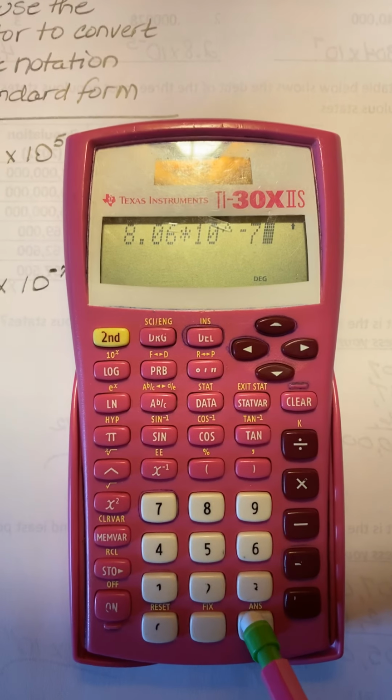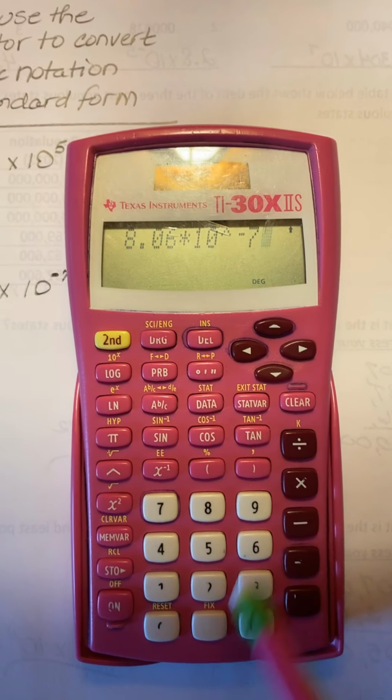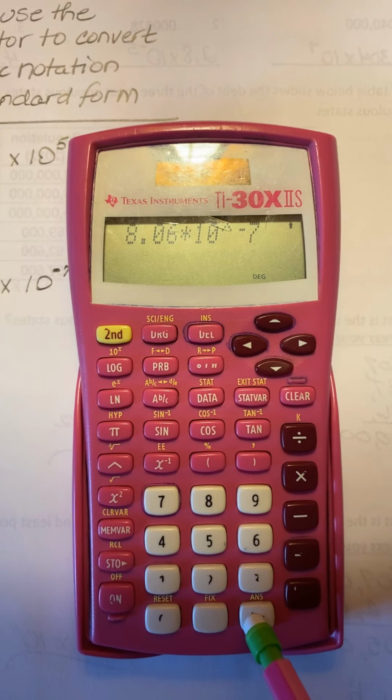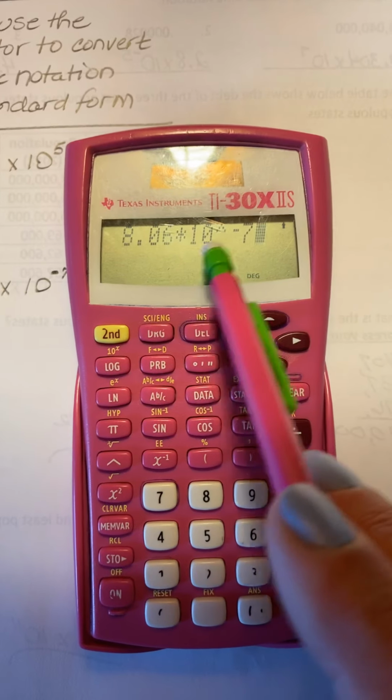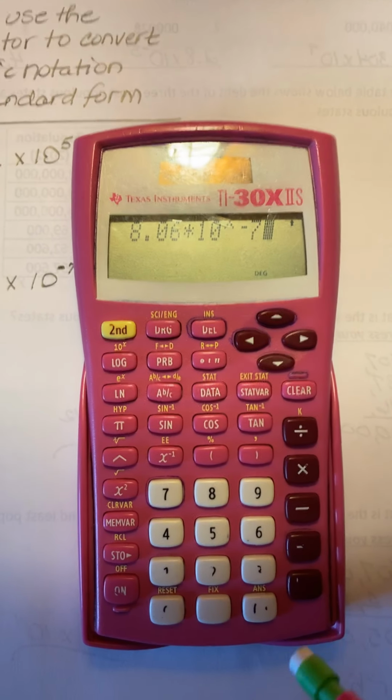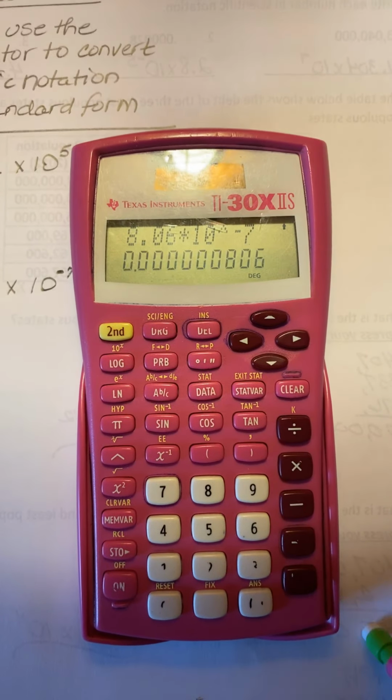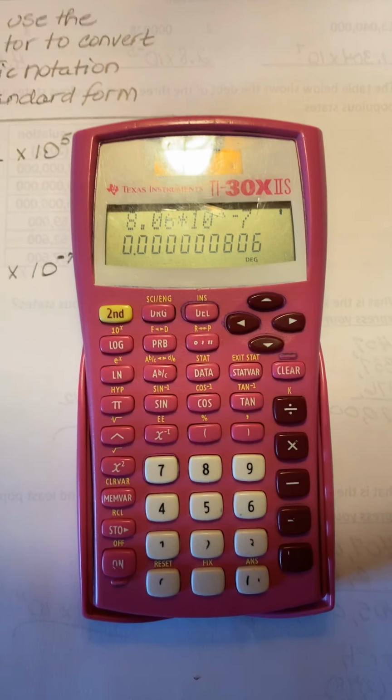Change sign is down here at the bottom. You're not using the minus, you're using the change sign, which is the negative 7. So now you've told the calculator 8.06 times 10 to the negative 7th power. When I hit enter, it will give me that number in standard form.